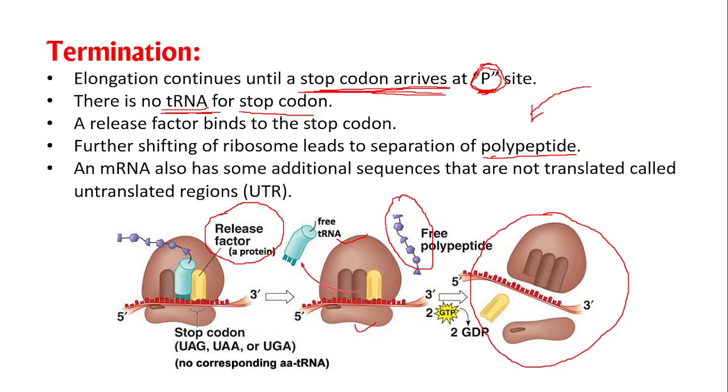When the stop codon arrives in the P site, there will be no tRNA present for decoding that stop codon. Instead of tRNA, what will enter? A release factor will enter, sorry, not in the P site, a release factor will enter into the A site of the larger subunit of the ribosome. When the release factor enters the A site, it ultimately helps for what? Dissociation of all these three, that means the larger subunit of the ribosome, the smaller subunit of the ribosome, and the mRNA separately.